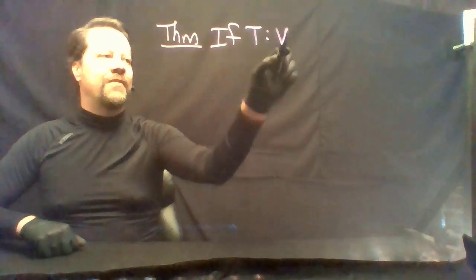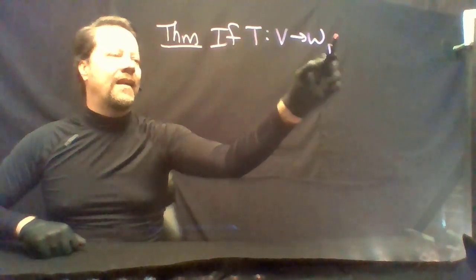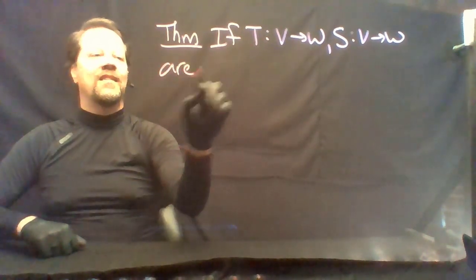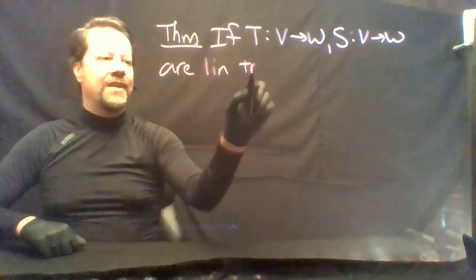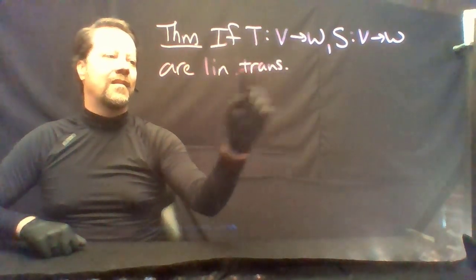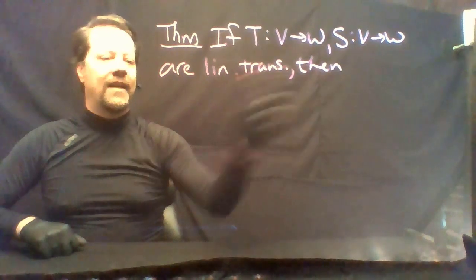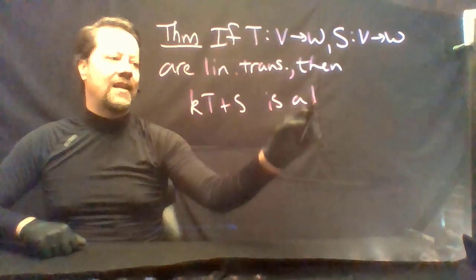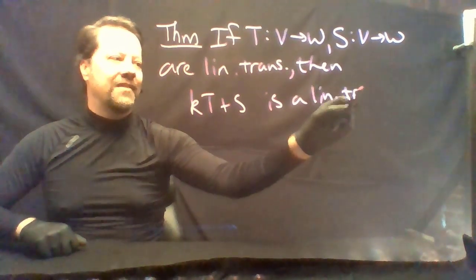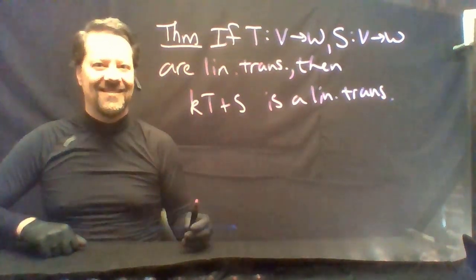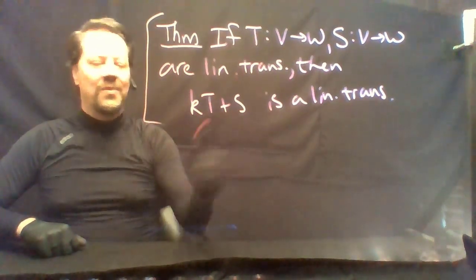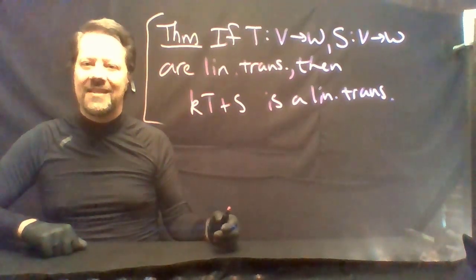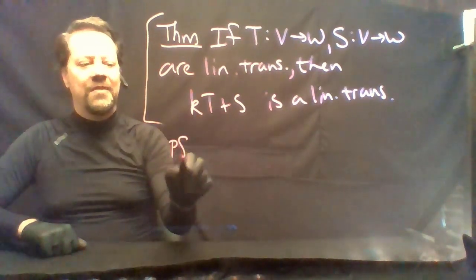If T maps V into W, and S maps V into W, are linear transformations, then kT plus S is a linear transformation. We can combine linear transformations to make other linear transformations. The proof is rather simple.